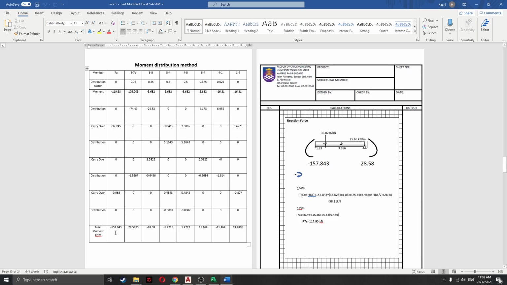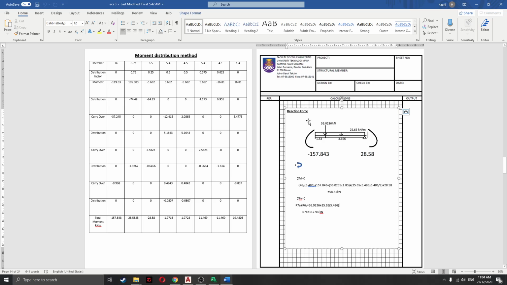So my moment distribution method, I get negative 157.843 for 7A, 6 to 7A 8.58323, 6 to 5 negative 28.58, 5 to 4 negative 1.9715, 4 to 5 1.9723, 5 to 4 11.466, 6 to 4 negative 11.469, 1 to 4 19.4805.